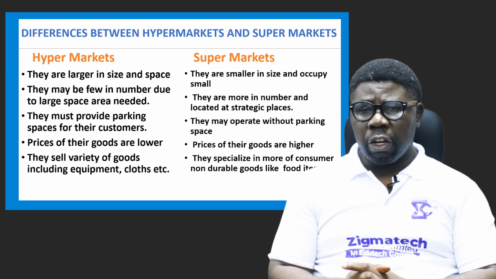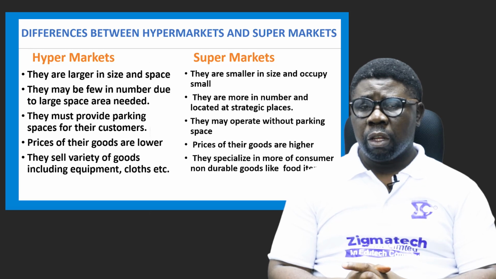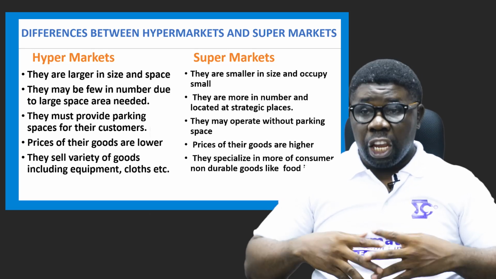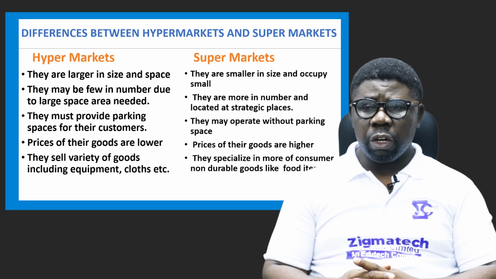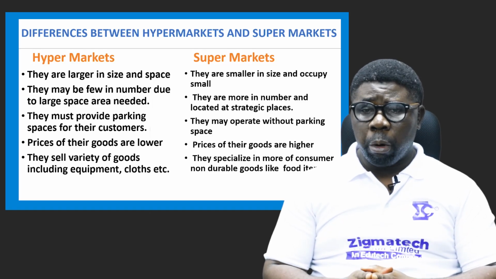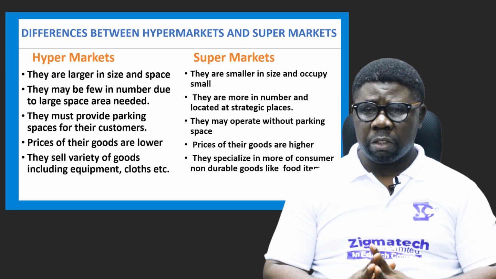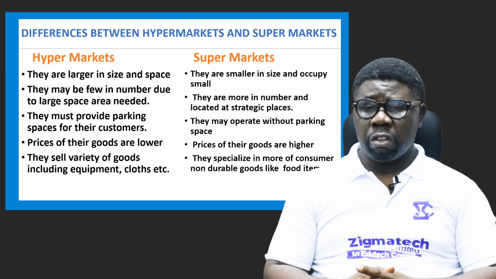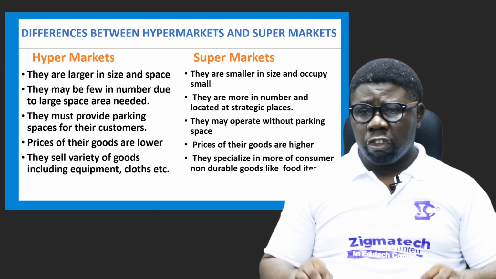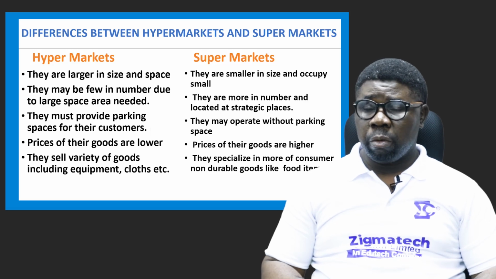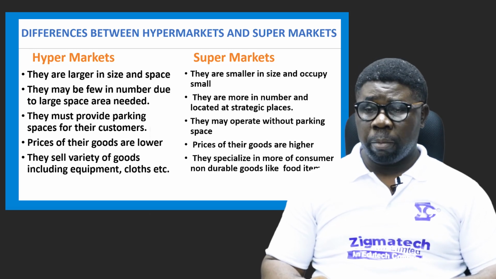Then hypermarkets may be few in number due to the large space and area needed. Then supermarkets are more in number and located in strategic places in cities, in residential areas, and they can be much more in number than hypermarkets. For a hypermarket, they must provide parking space for their customers, because if not, you have less patronage. But the supermarket may operate without a parking space. They will still sell, because people can park anywhere and come to their store and buy without a problem.